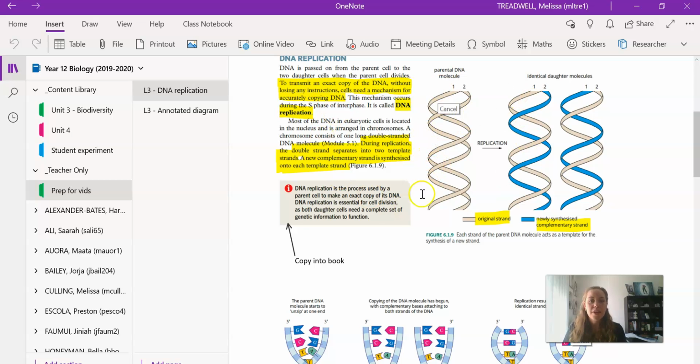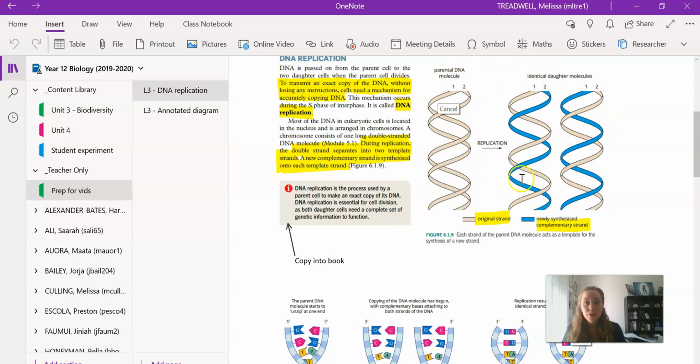Hopefully this is familiar from the textbook as well, and I got you to copy down this bit here, which says DNA replication is the process used by a parent cell to make an exact copy of its DNA. For humans, in every single one of our cells, we have 46 DNA strands, 46 chromosomes, and each one of those DNA strands needs to copy itself before the cell replicates. So DNA replication is essential for cell division, as both daughter cells need a complete set of genetic information. That is the main role of DNA replication.